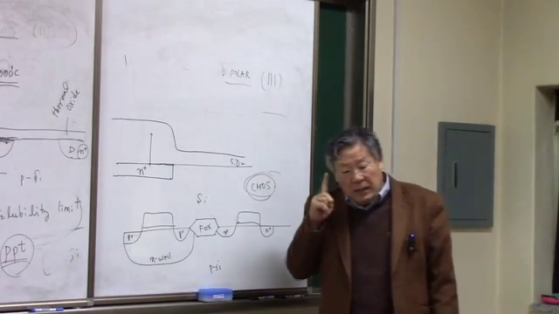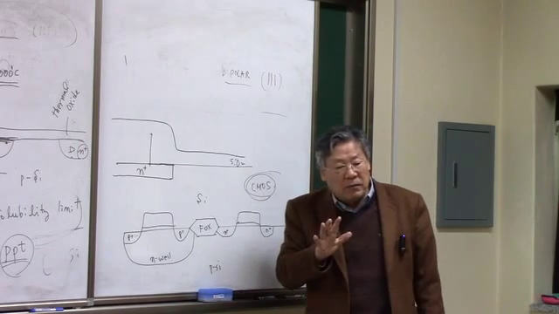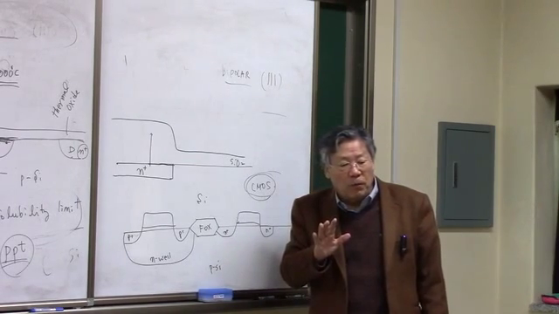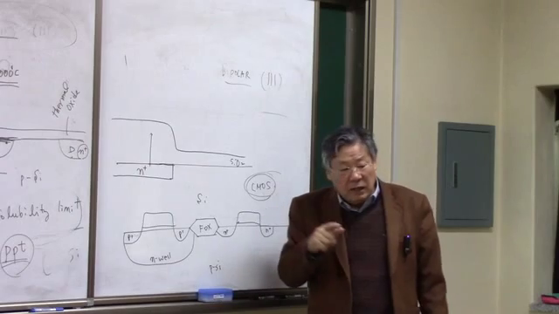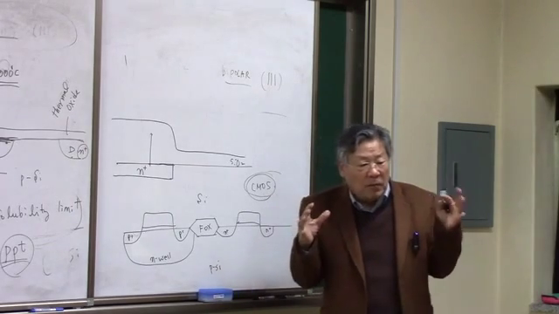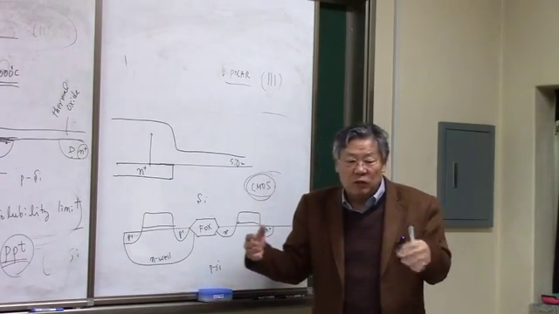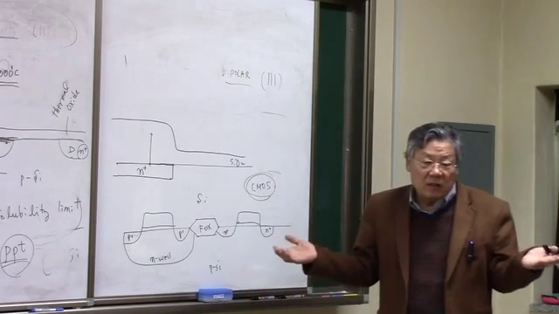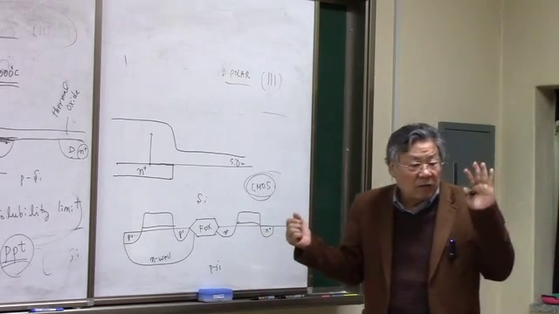And typically 7 mask steps are needed to form a CMOS. And if you can reduce it by just one mask step, then it reduces the cost tremendously. And that's very important.